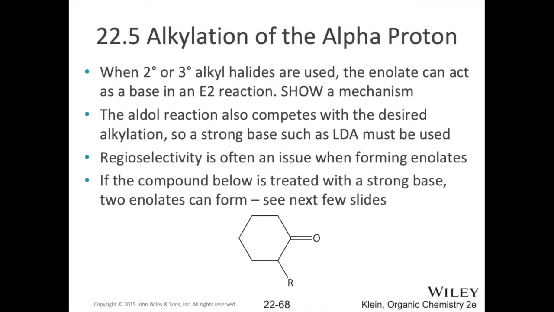Now that was the case of a primary alkyl halide. We've seen that primary substrates are good for SN2 mechanisms. What if you use a secondary or tertiary alkyl halide? Well, in that case, your enolate might act more as a base than a good strong nucleophile, right? So instead, what happens is you actually wind up doing an elimination reaction, and you make the resulting alkene.